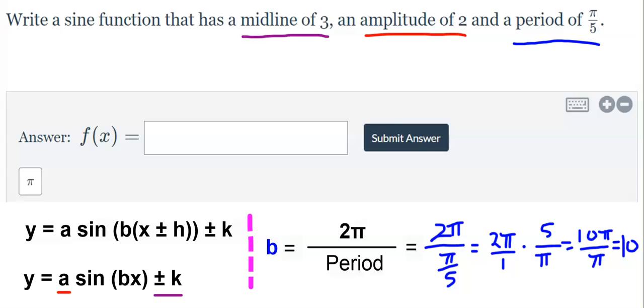We're going to say that the amplitude comes first, so 2. We can go ahead and write sine because that is our sine function. That's what we're told up here, sine function. In parentheses, this is where I put my b and x. So I say 10x. And then plus or minus k. Our k was midline of 3, positive 3. So therefore I put a plus 3. And that would be your answer to this problem.